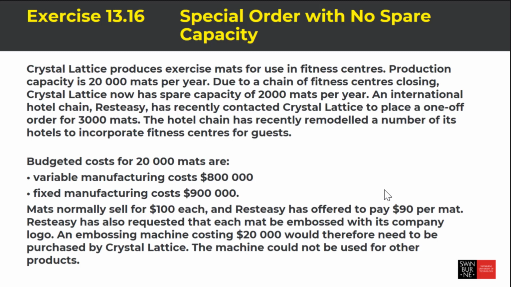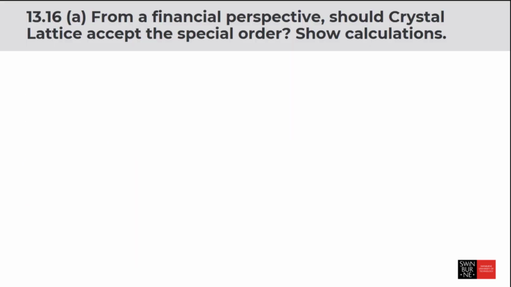Budgeted costs for 20,000 mats are variable manufacturing cost 800,000, fixed manufacturing cost 900,000. Mats normally sell for $100 each, and Rest Easy has offered to pay $90 per mat. Rest Easy has also requested that each mat be embossed with its company logo. An embossing machine costing 20,000 will therefore need to be purchased by Crystal Lattice. The machine could not be used for other products.